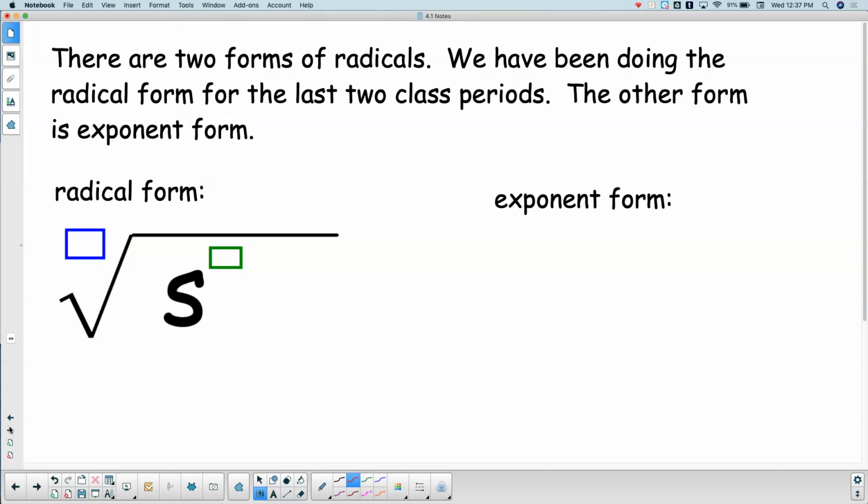Two forms to radicals. There's radical form, which we've been doing, and the other is exponent form. Okay? So you've seen radical form. We've done it the last day and a half of classes. And now exponent form here would be x to the green box over blue box. The index is the denominator of the exponent.